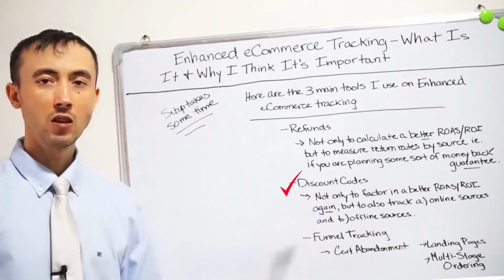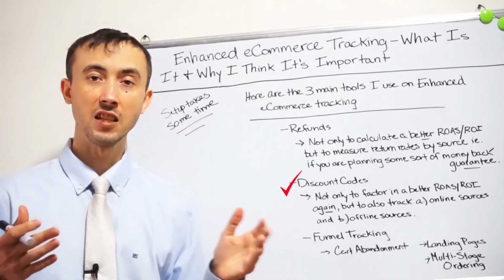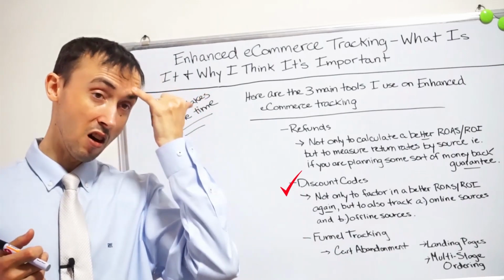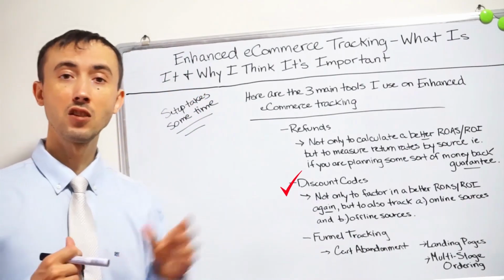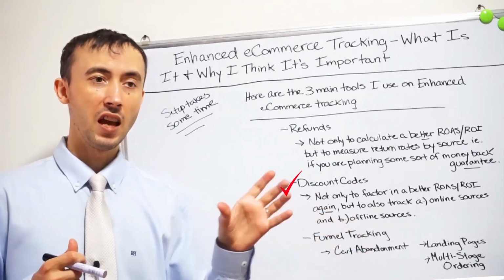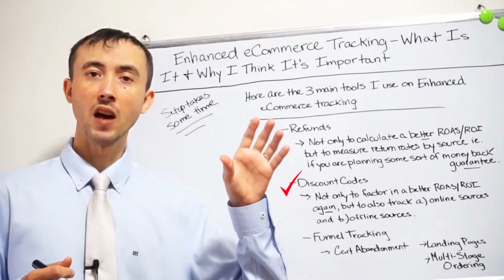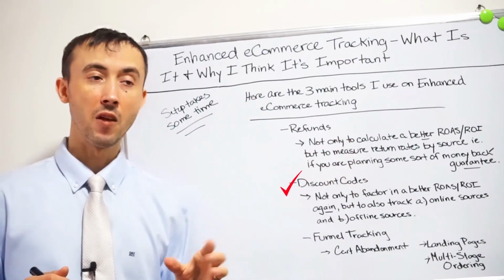Second one is discount codes. So you can track discount codes inside enhanced e-commerce tracking. If you're not using discount codes at all, obviously you should be, because you can run promotions, and because you're offering a short-term promotion or discount, people will absolutely buy at a higher rate than they normally would otherwise.